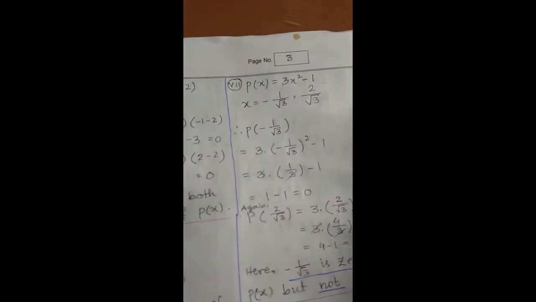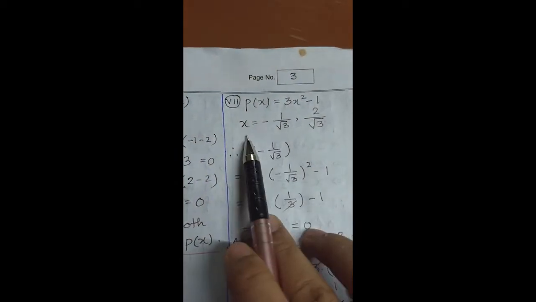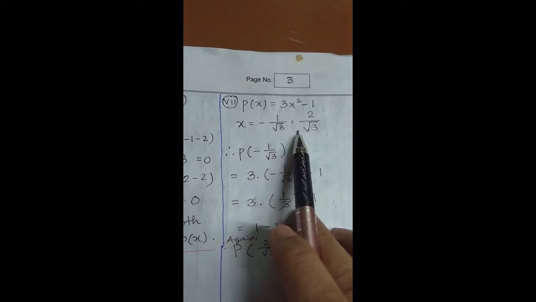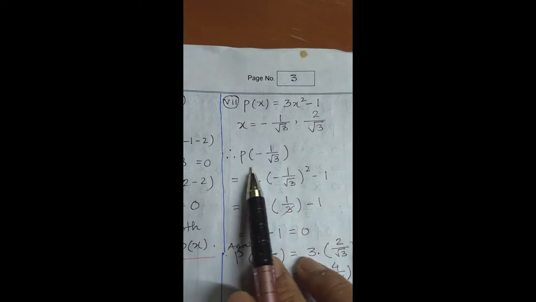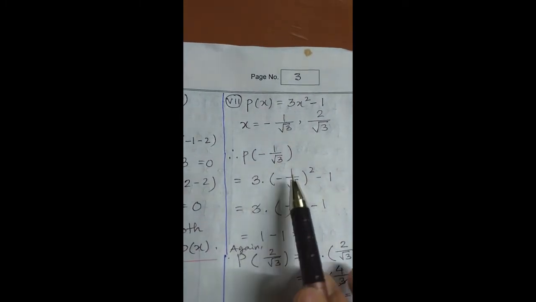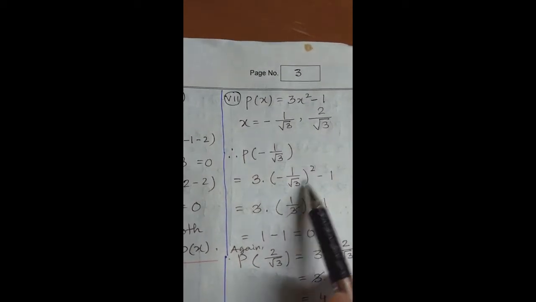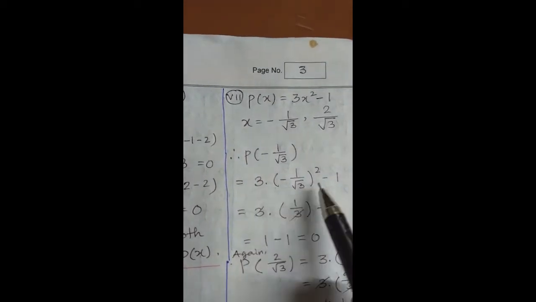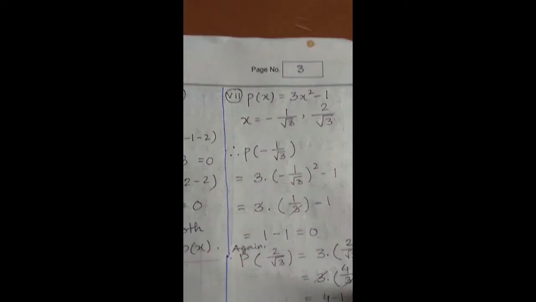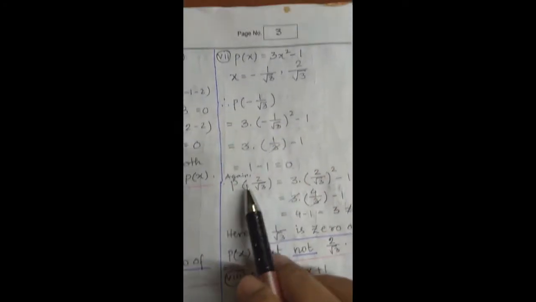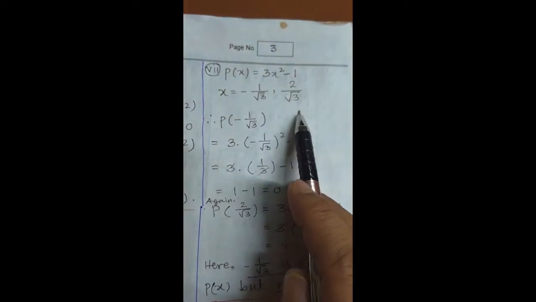Next, question number 7. Saying p(x) equal to 3x square minus 1. So x equal to minus 1 by root 3, comma, 2 by root 3. So p(minus 1 by root 3) value is 3 into (minus 1 by root 3) square minus 1. Okay, so (minus 1 by root 3) square is what? 1 by 3, and minus square is, you know, plus. 3 cancel, 1 minus 1 is 0. Next is 2 by root 3, right?